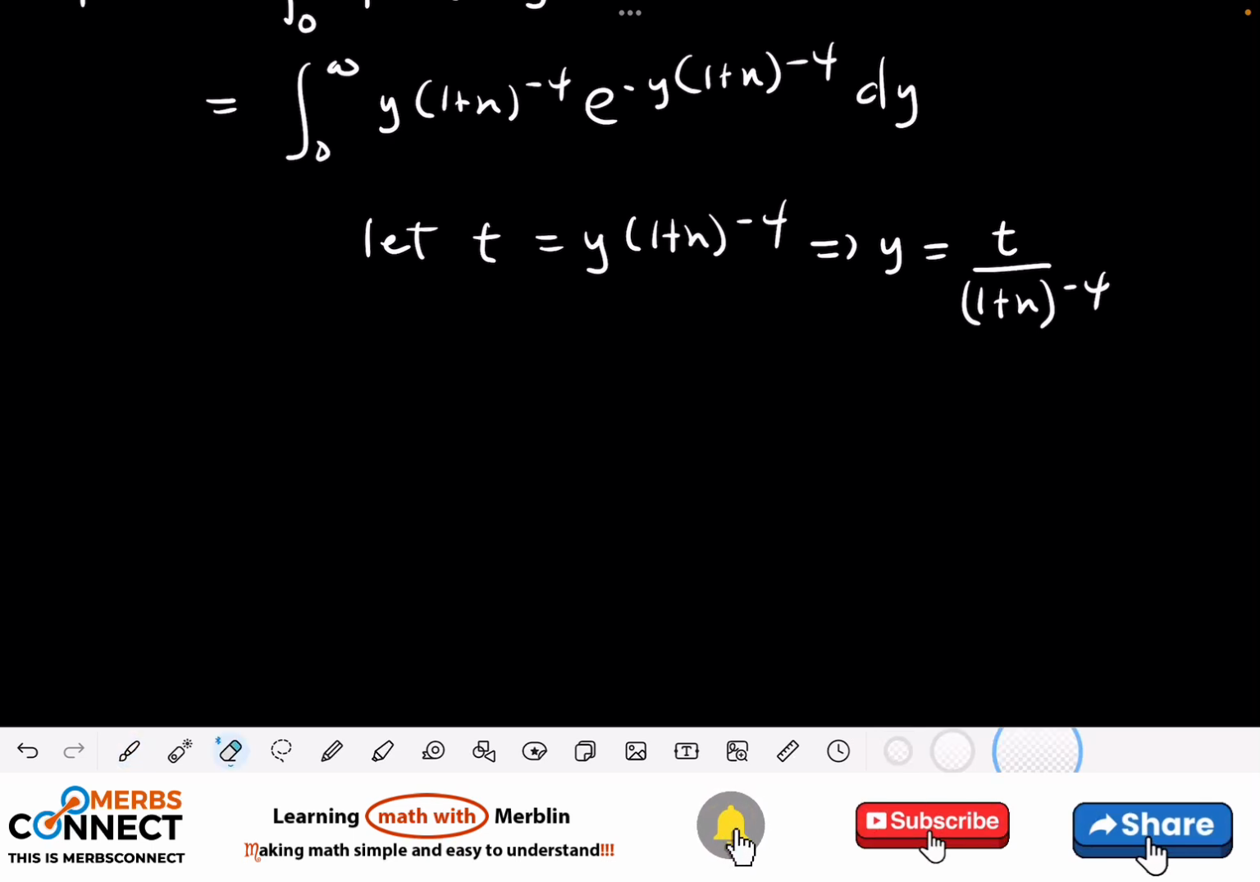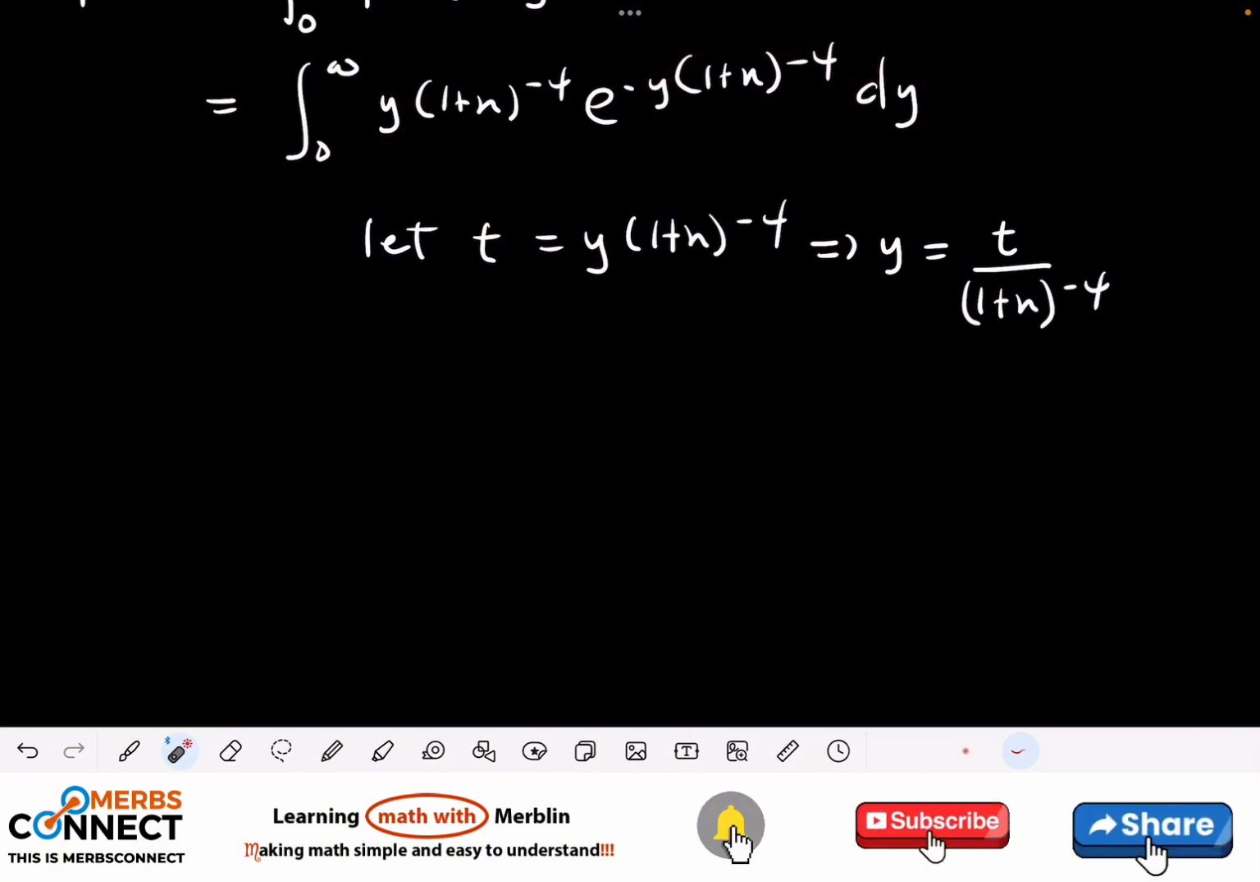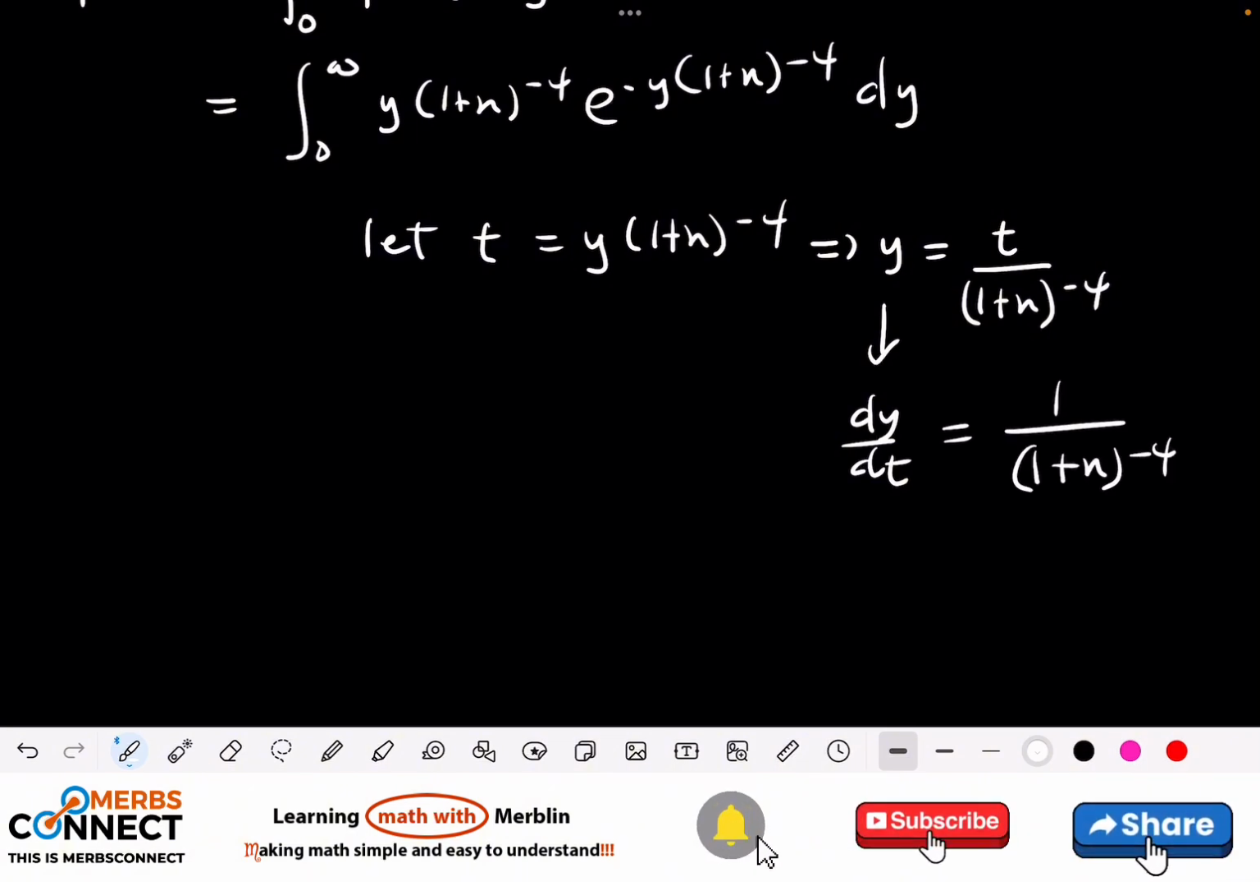Now that I know my y, I know this one to be equal to t, I need to also find dy with respect to what? T, because our new variable is t. So now from here, what will be dy? The dy over dt will be equal to 1 divided by 1 plus x to the power minus 4, and dy will be equal to 1 over 1 plus x to the power minus 4, dt.